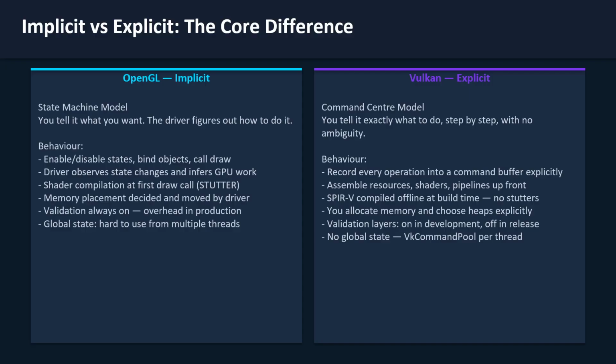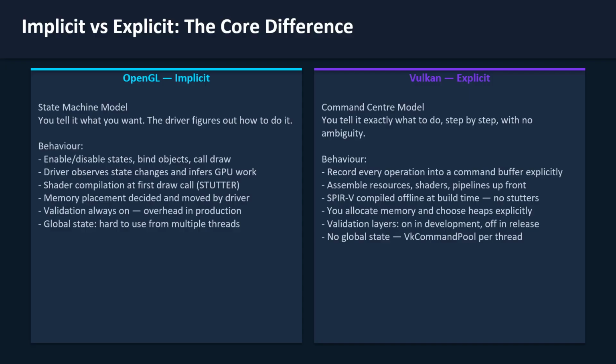So we can actually look at this side by side on your screen. Maybe we can start with the implicit model. OpenGL, we call it the implicit model. Why do we call it an implicit model? Because it is basically a state-based machine.